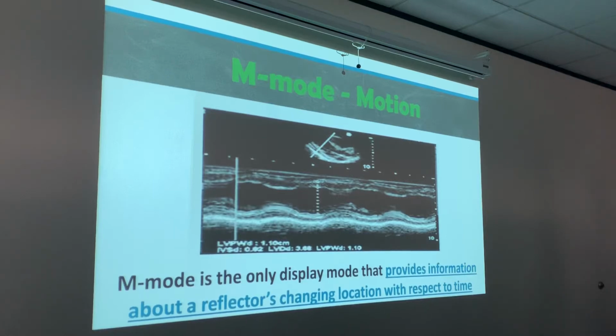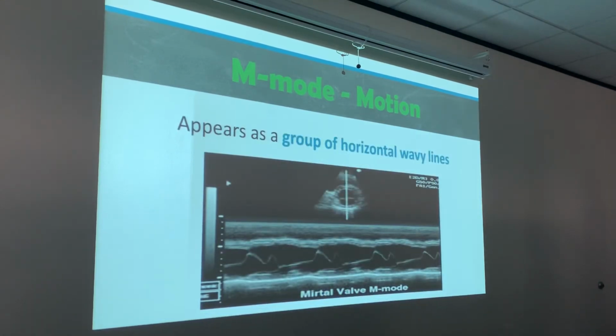So M-mode is the only display that provides information about a reflector's change in location with respect to time, which is why our temporal resolution is very important when we're talking about M-mode. Again, this is our sample volume right here, representing that one line, or that one slice of anatomy. So when you're measuring a heart rate, you're going to go from one beat to the same spot on the next beat, correct? So depending on what you're doing with your machine, because I know sometimes people change their sampling, they'll change the speed to very high.